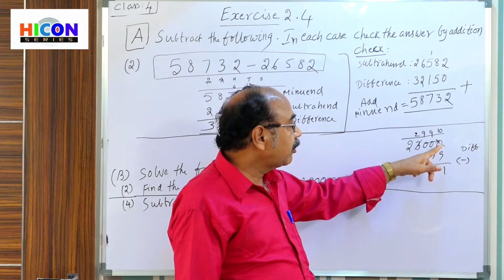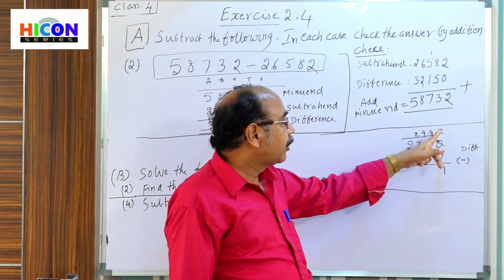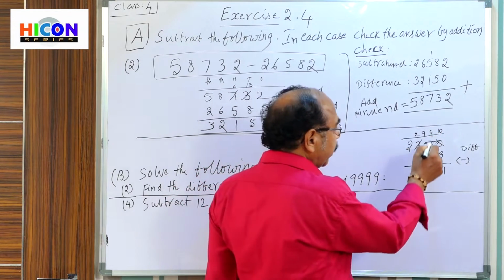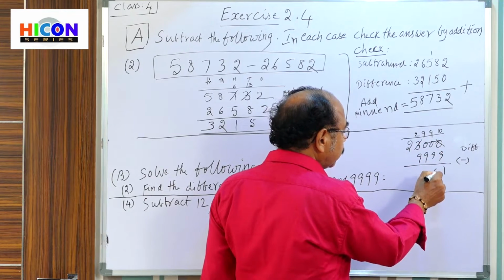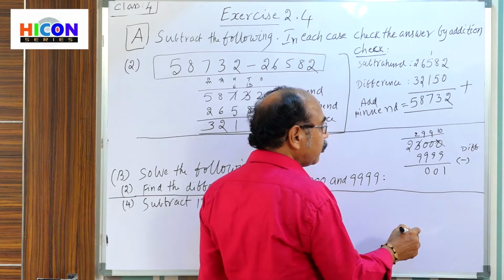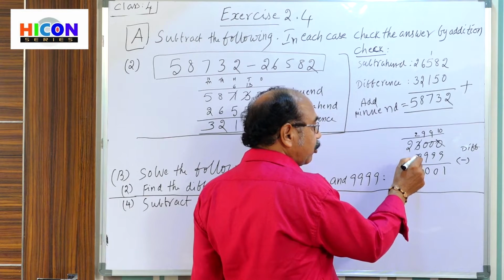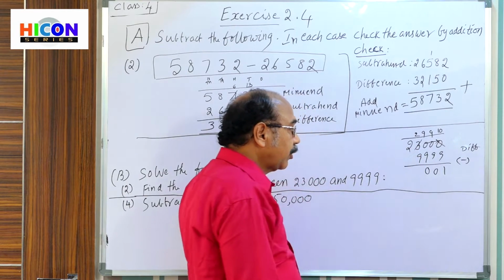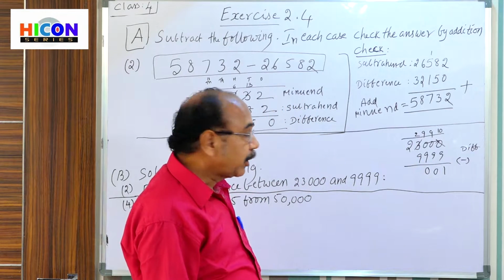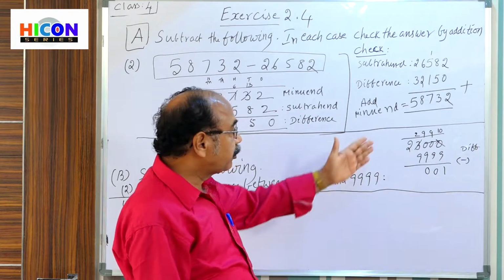Here first of all, borrow. Borrow means here 10. 10 minus 9, 1. Here 9 is there. 9 minus 9, 0. Here also 9 minus 9, 0. Now here, can you subtract 9 from 2? We cannot subtract. So take borrow from its before place.